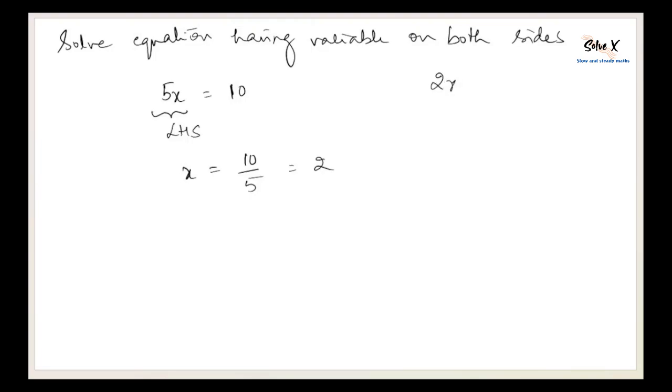Or let's take another example. 2x plus 7 is equal to 3. So 2x is equal to 3 minus 7, that is equal to minus 4. So 2x is equal to minus 4, x is equal to minus 4 by 2, that is equal to minus 2. So it is always easy to solve any equation where there is variable only on one side of the equation. From here we will learn how to solve equations where the variable is there on both the left hand side and right hand side.